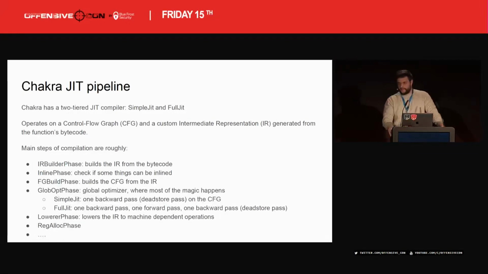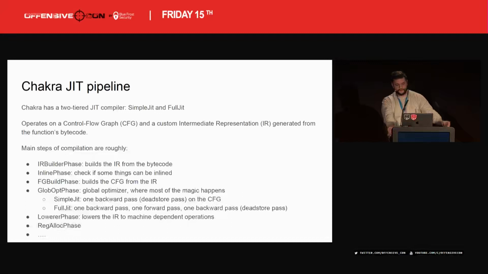It basically operates on a CFG and a custom intermediate representation that's being generated from the bytecode. So it's not uncommon that the JIT compiler will actually transpile the bytecode to something that's more suited for JIT compilation. That's because the bytecode is, of course, optimized for the interpreter, which might not be the best thing for the JIT compiler.